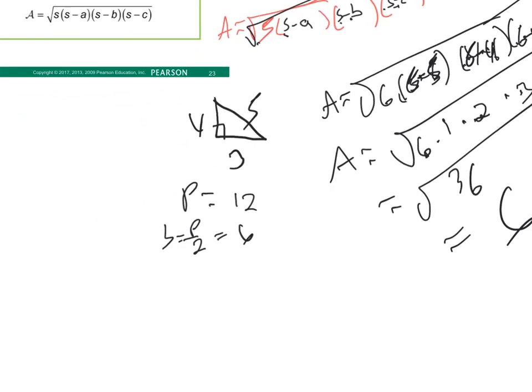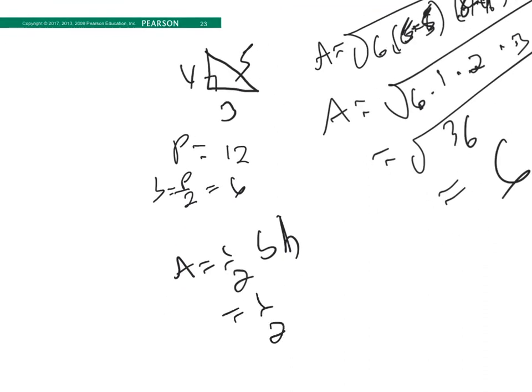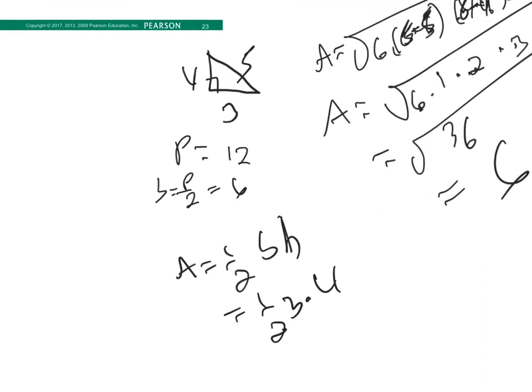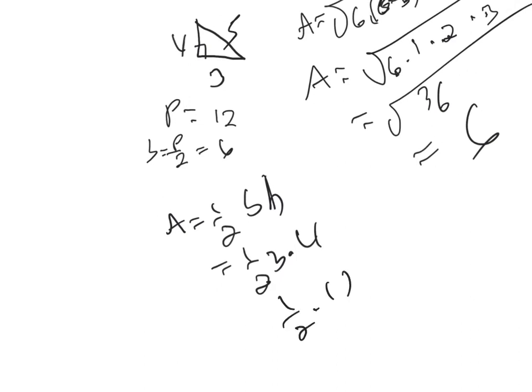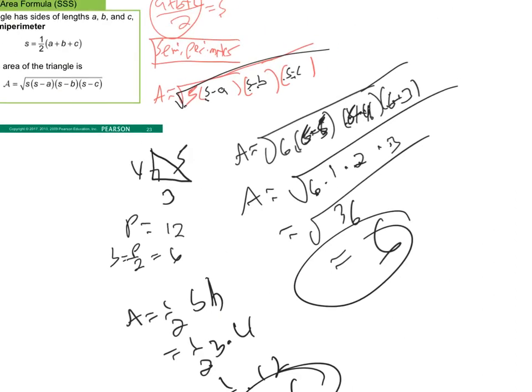Well, in the old days, how would you have done the formula? You'd have done area is 1/2 base times height. 1/2 times 3 times 4. 1/2 times 12, 6. It works as long as you don't do something dumb like forget to do the s minus first. 6 minus 5, 6 minus 4, 6 minus 3. All right, that's Heron's formula.